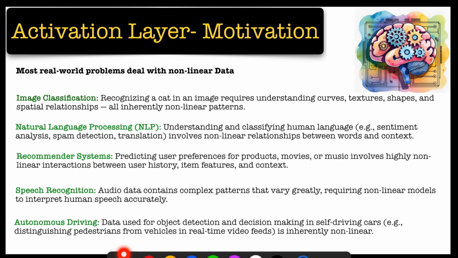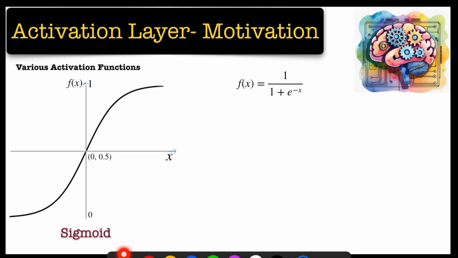Now next we'll see different types of activation functions. First we'll start with sigmoid, which we have already seen in our logistic regression video. The formula is f(x) equals 1 over 1 plus e power minus x, and the function runs from 0 to 1. That's why it is used for probability calculation. When x is 0, the f(x) value is 0.5.